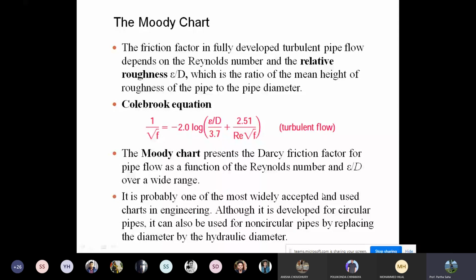Moody's chart is very well known, and it is used to calculate either the Reynolds number or the friction factor, which are very critical parameters, for various epsilon by d, because epsilon by d is not constant, it's a variable. As epsilon by d varies, you can get a relationship between f and Reynolds number, and using that chart you can calculate the parameters. It's the most widely accepted and used chart in engineering fluid dynamics. Although it was developed for circular pipe, it can be used for non-circular geometry by replacing the diameter with the hydraulic diameter, which I discussed in the last class.